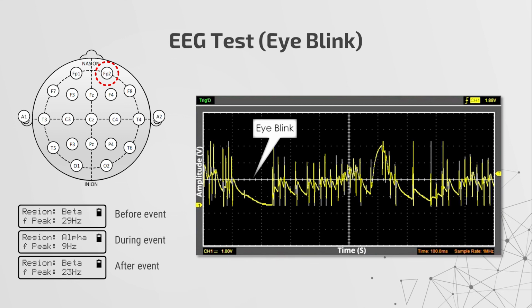The figure on the lower left shows that the prominent peak frequency before the eye blink was 29 Hz, which denotes the high beta region. The prominent frequency started to decrease while the eye closed. At that time, the region changed to the alpha band. After that, the region changed to the beta region again, with a peak frequency of 23 Hz. The same representation is on the right, which we got from an oscilloscope during the eye blink test.